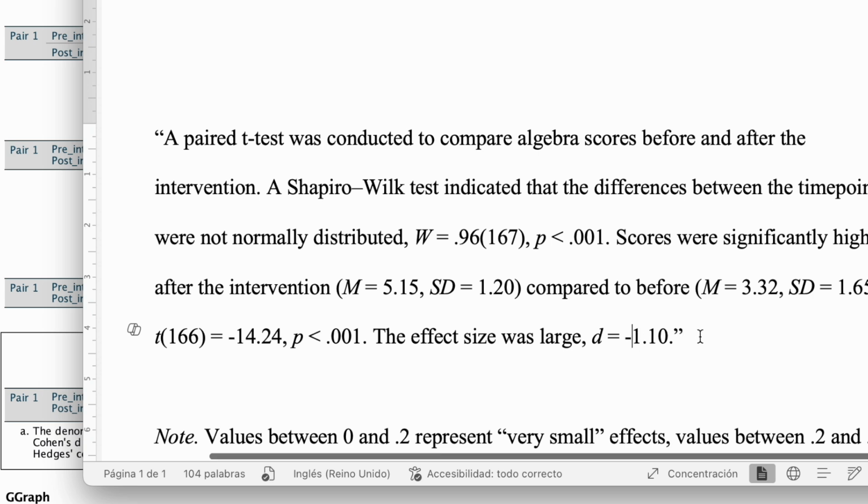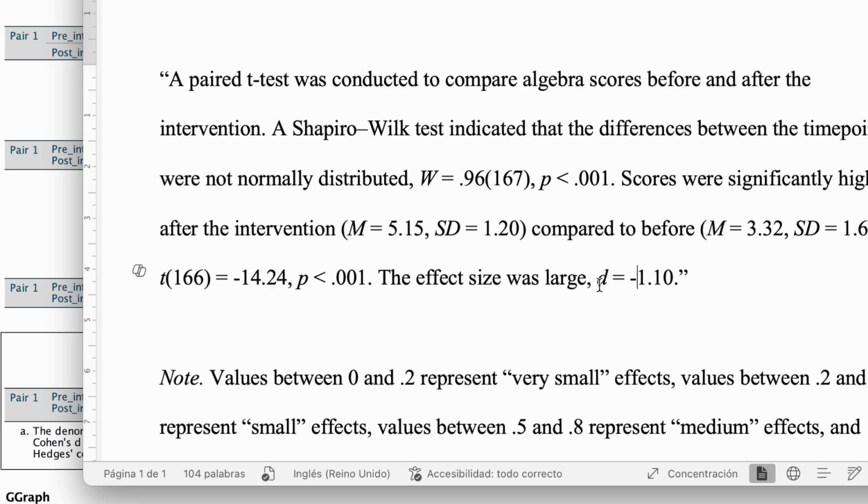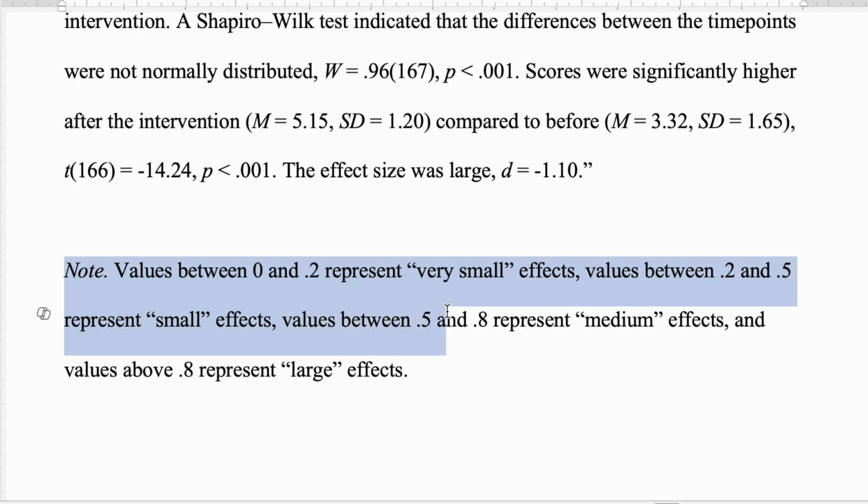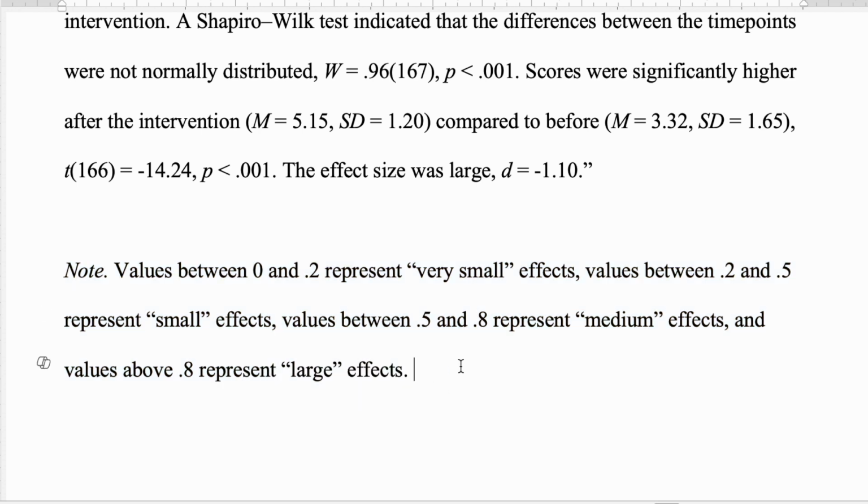And I'm saying that this represents a large effect, and that's based on these criteria we have here, which say that values between 0 and 0.2 represent very small effects, those between 0.2 and 0.5 represent small effects, those between 0.5 and 0.8 represent medium effects, and those above 0.8 represent large effects. Of course, 1.10 is further from 0 than 0.8, which is why I've described this as a large effect.